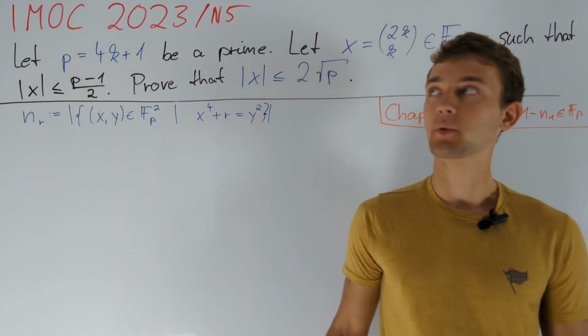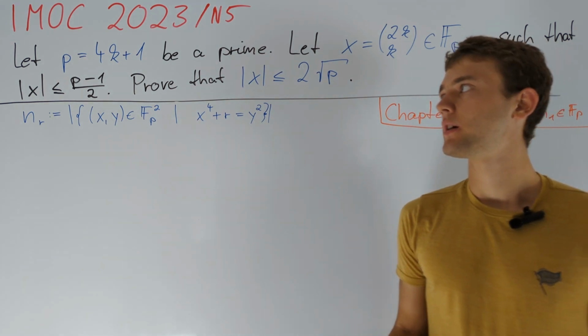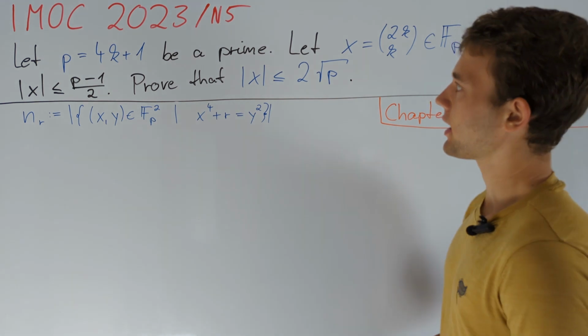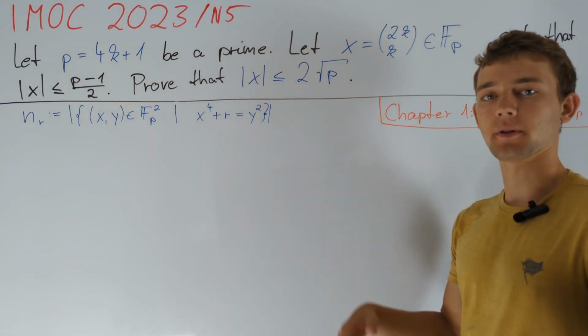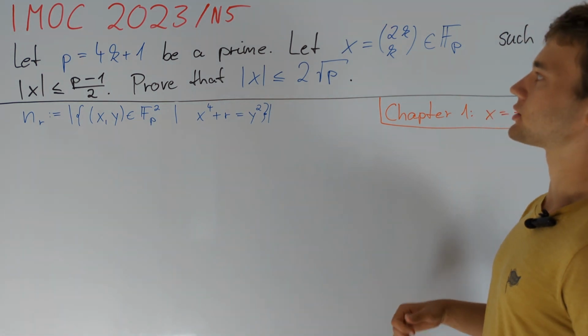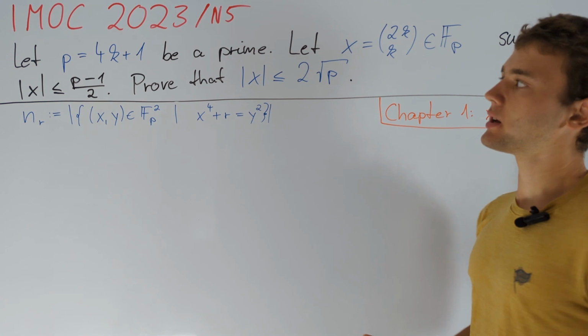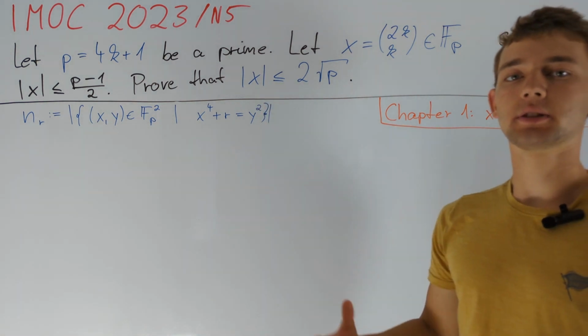Hey guys, today we will prove IMO 2023 problem N5. Recall that we consider a prime p equal to 4k plus 1 and that we define x to be the integer with smallest absolute value such that x is congruent to (2k choose k) modulo p. We want to prove that the absolute value of x is less than or equal to 2 times the square root of p.